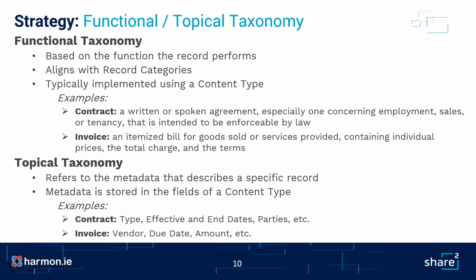We scan an invoice, we OCR it, we pull out the amount, we put that amount and the vendor and the due date into the fields of a content type, and then we can kick off a workflow that routes that invoice for approval to one group if it's less than $5,000 and another group if it's more than $5,000. So that metadata is something that we can operate on, unlike the unstructured content.